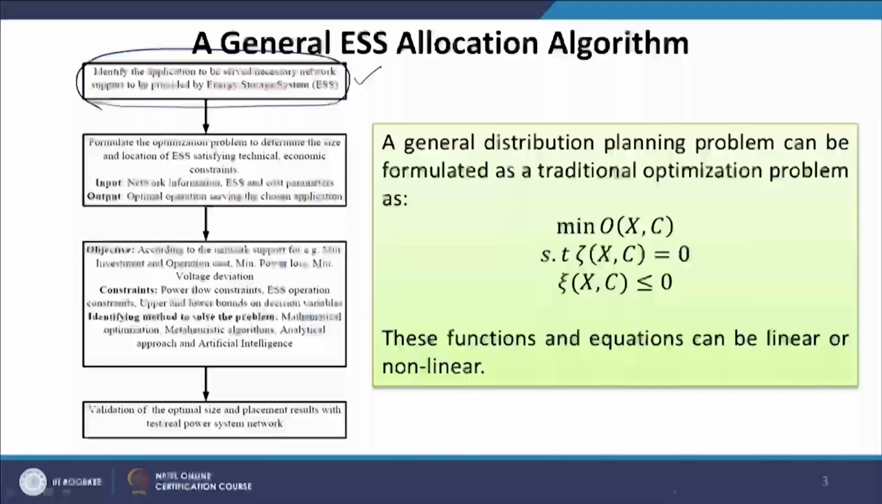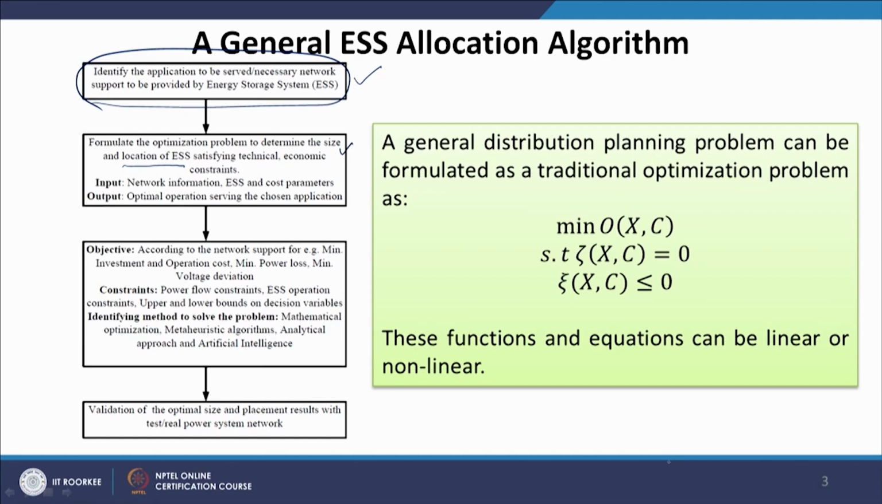Is it for deferring the investment, or is it related to frequency response, or congestion management, whatever it could be. First of all, we need to know why we are going for this technology, whether it is necessary or not. Once you are convinced about this technology as well as the application, then you have to formulate an optimization problem to determine the size and location of ESS satisfying technical as well as economical constraints.